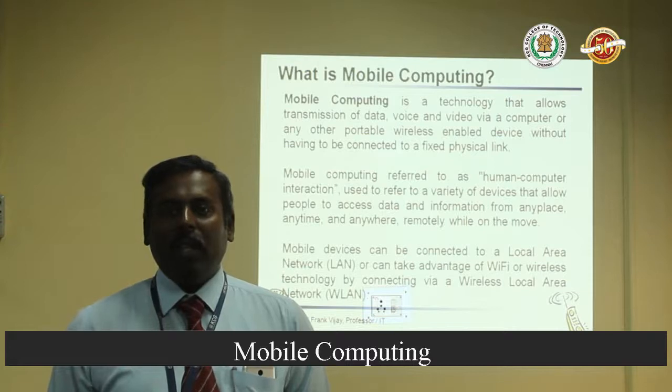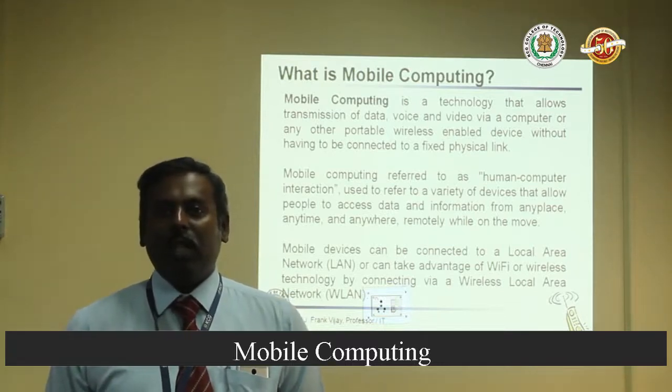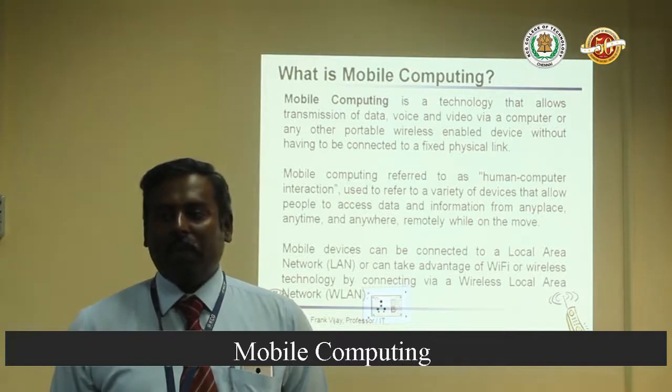And the fourth outcome explains the working principle of GSM, GPRS and UMTS. The fifth course outcome explains the design issues and the routing protocols of mobile ad hoc networks. And the last CO, that is course outcome 6, deals with the features of different mobile application platforms and the security issues.